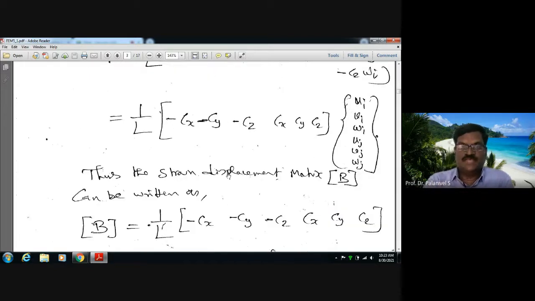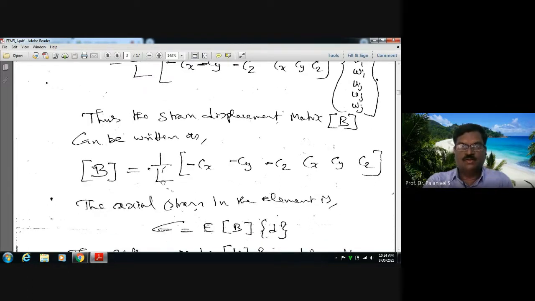Thus the strain displacement matrix B can be written as 1 by L into this one. I have written B equal to 1 by L into minus Cx, minus Cy, minus Cz, Cx, Cy, Cz. It may be noted, since this notation is used in the CS Krishnamurthy book, I am using it. If you don't like, you can use minus L, minus M, minus N, plus L, plus M, plus N. LMN also you can use to represent direction cosines. That we will use at the end. Let us discuss with this notation, because that is the main textbook you will be referring.